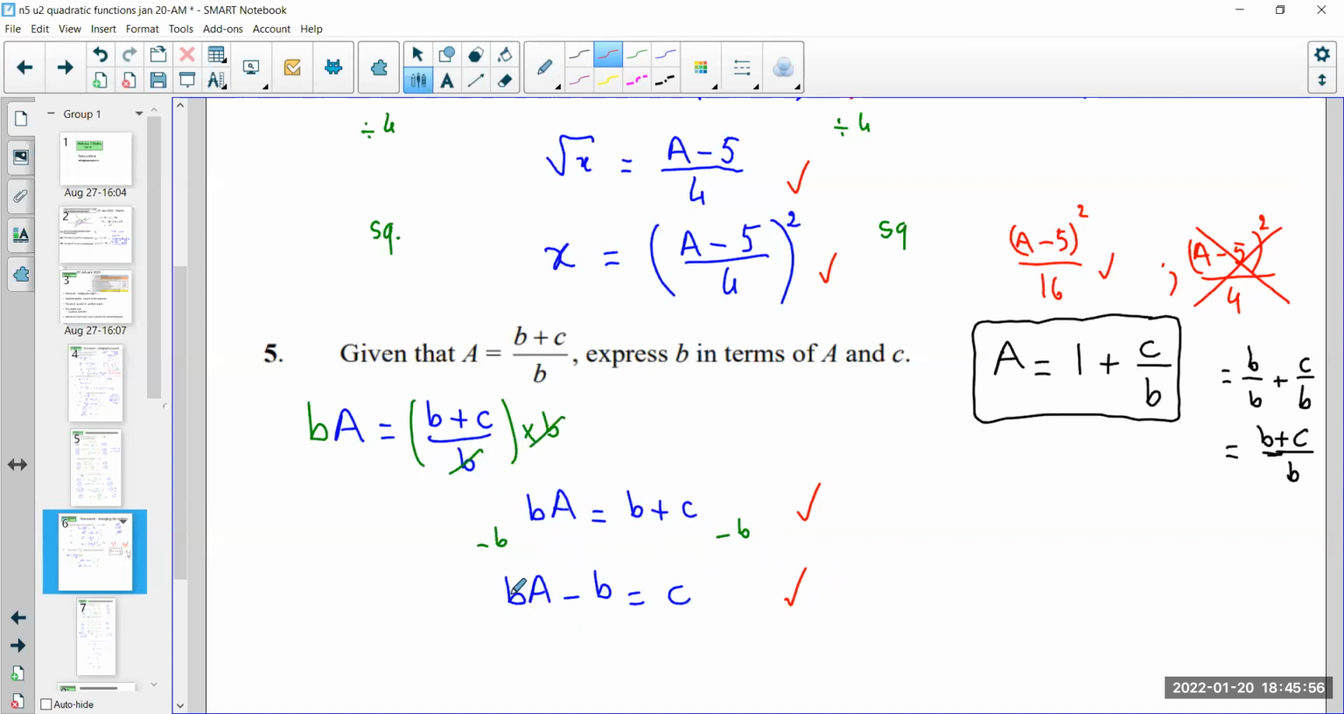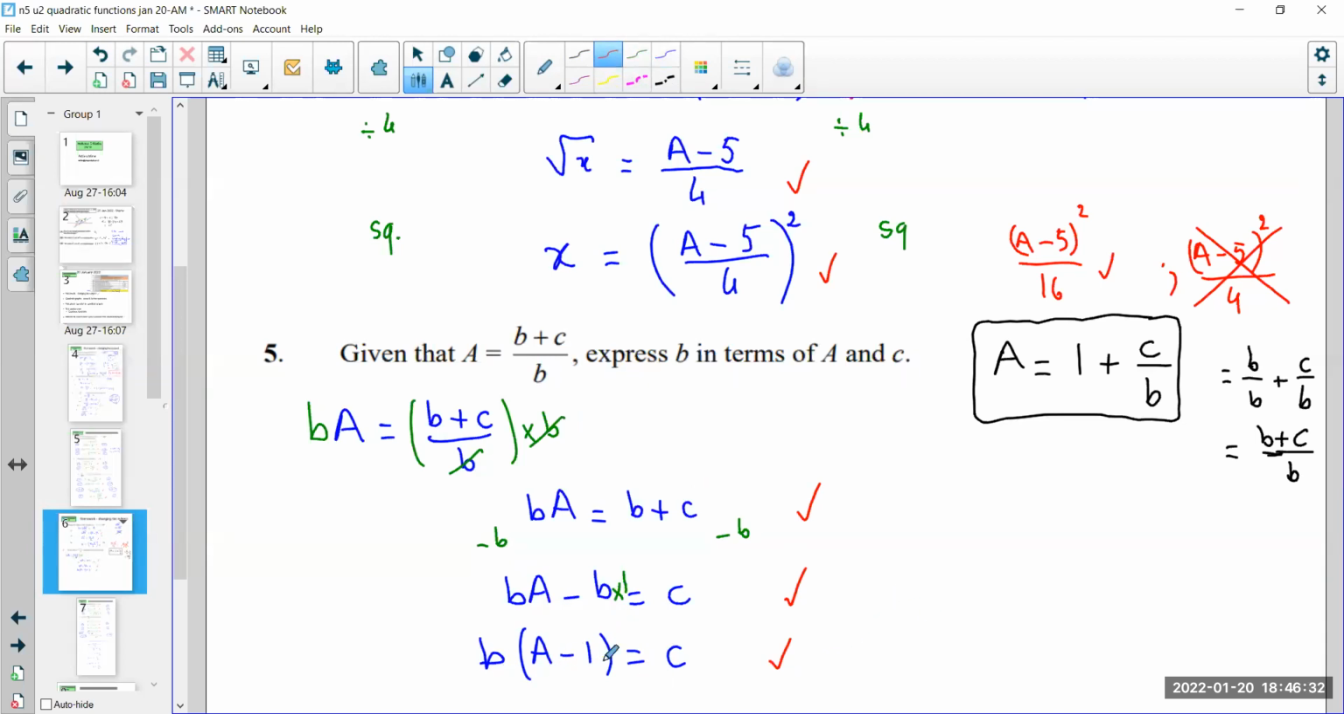Now I've got B, which is a common factor, because remember what I always said to you, when you've got a letter, it's the same as an invisible 1, B times 1. So I've got B times A minus B times 1. What is the common factor? B. And I just make it B times (A minus 1) equals C. And guess what? This is your third mark.